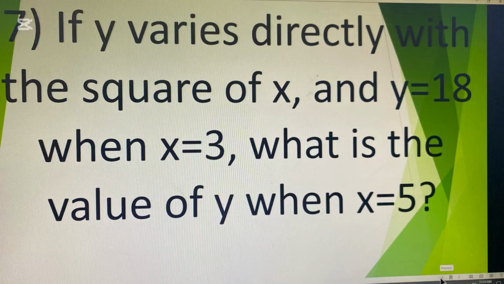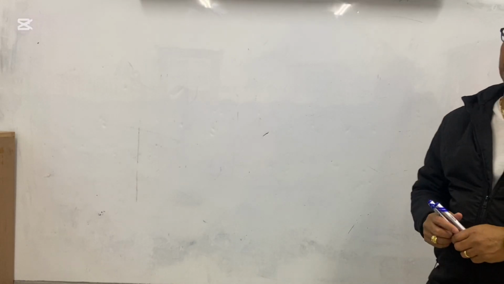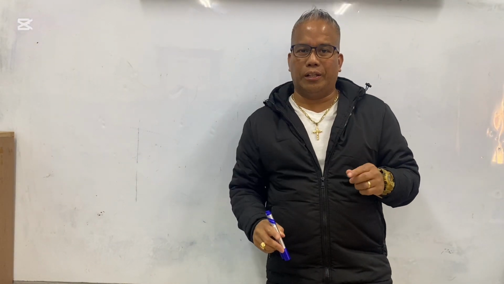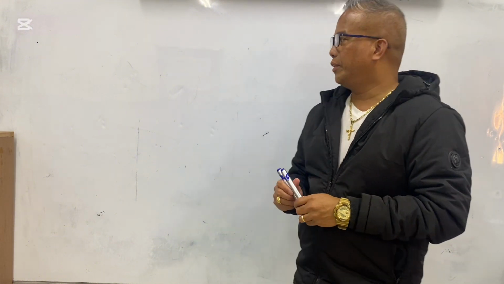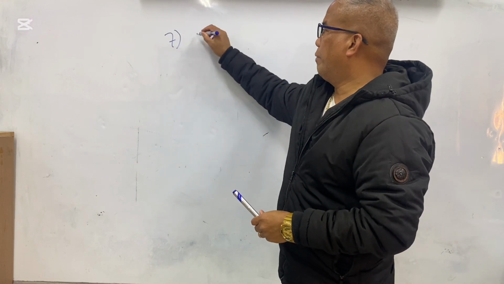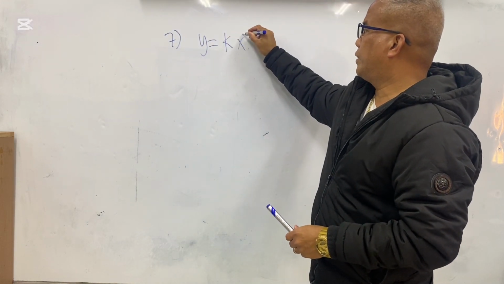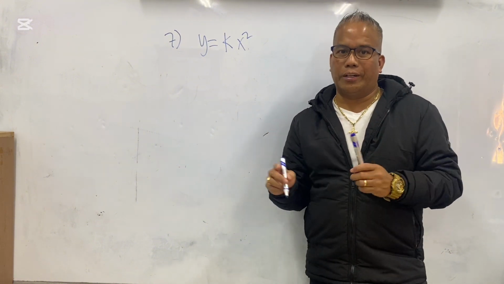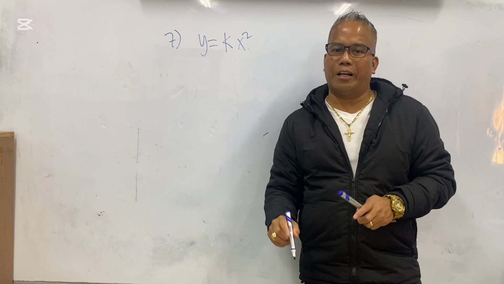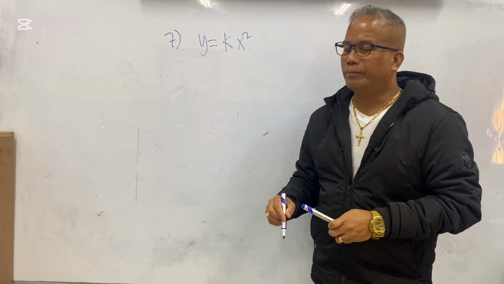Question number 7. If y varies directly with the square of x and y equals 18 when x equals 3, what is the value of y when x equals 5? First, analyze the question. If y varies directly as the square of x, so the formula will be y equals kx squared. So take note. Square and square root are different. So be careful in writing your equation.